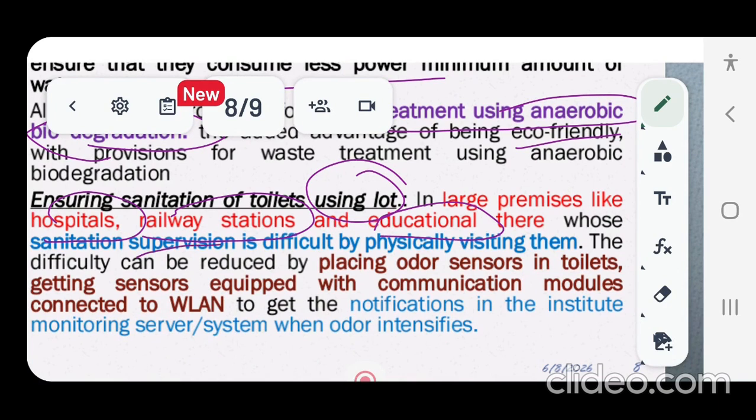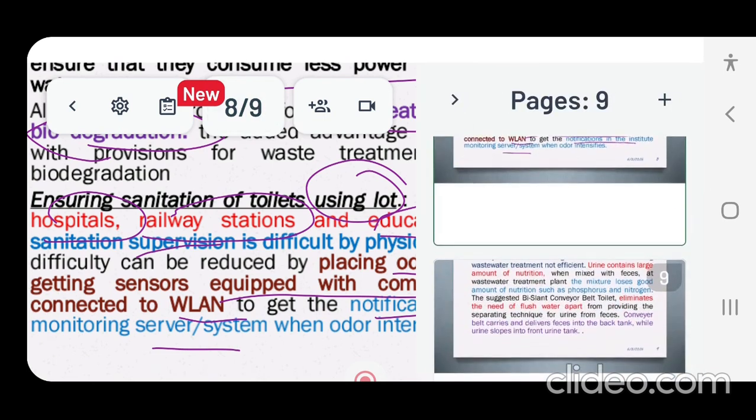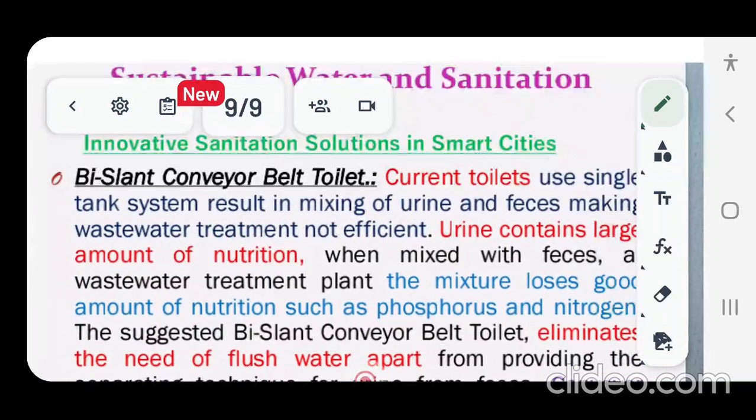Sanitation supervision personally will be difficult. In such a case, we can place odor sensors in toilets, sensors equipped with communication modules like WLAN. We will be able to get notifications by using a monitoring server or system whenever the odor intensifies, and then we can make a physical personal approach to solve the problem.